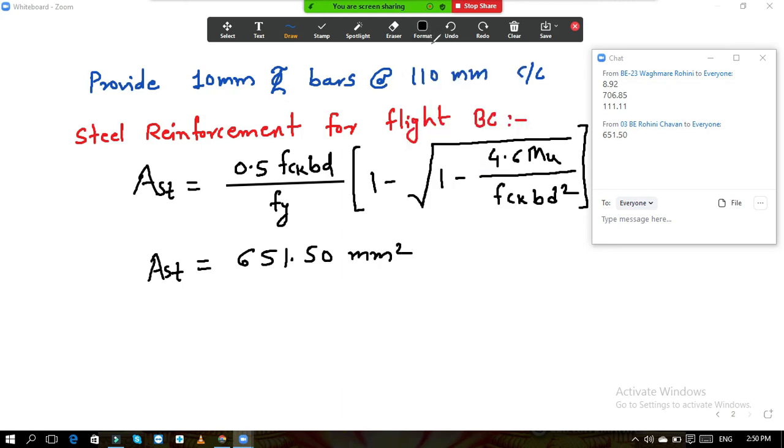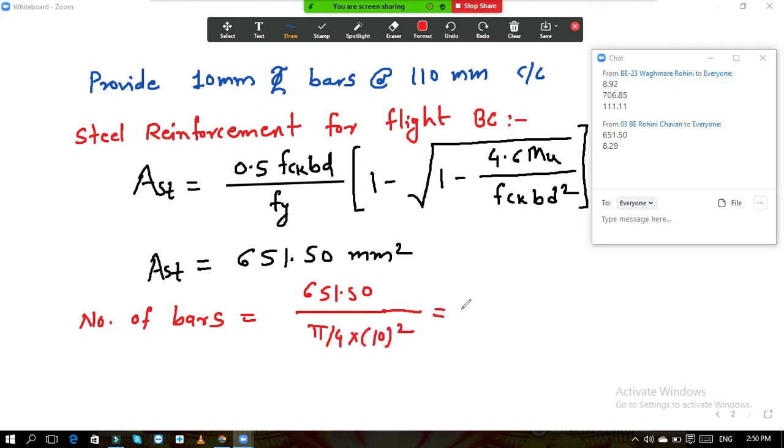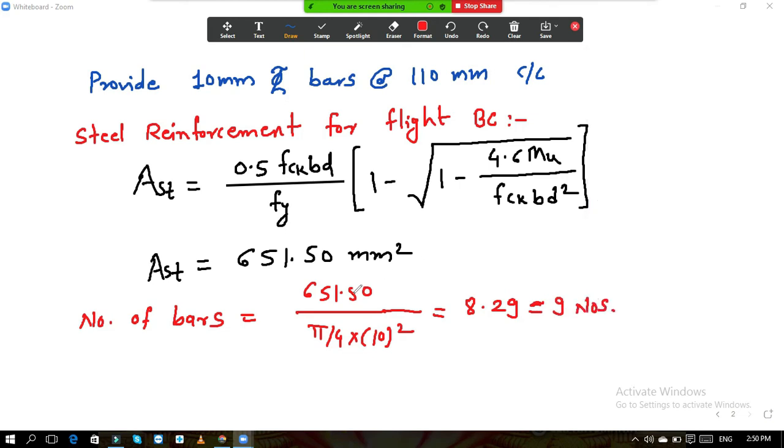Now again calculate the number of bars. Assume the same diameter, 10 mm. So it is 651.50 divided by 5 by 4 into 10 square. The number of bars is 8.29, which is rounded up to 9 numbers. So number of bars are 9. Now calculate AST provided.